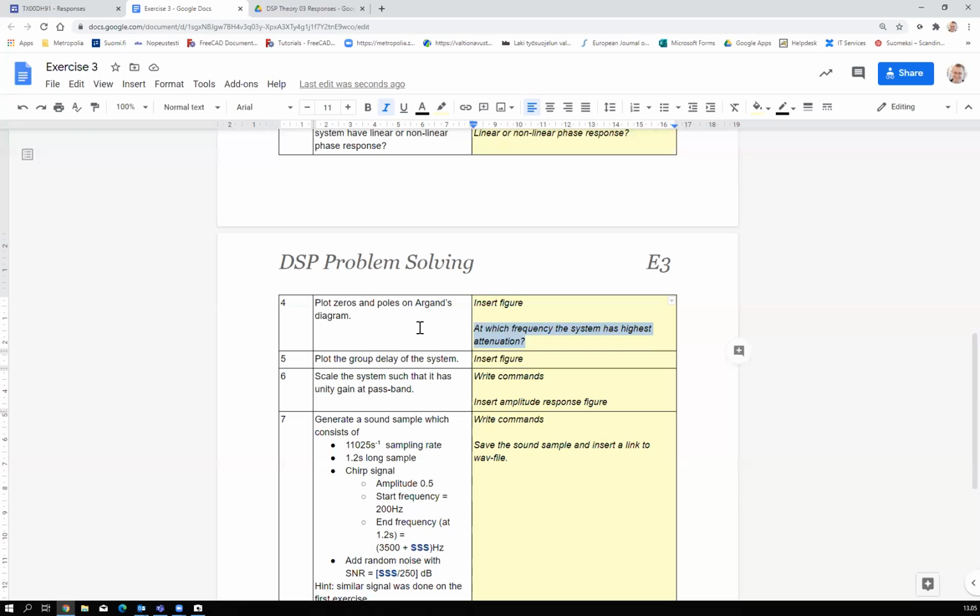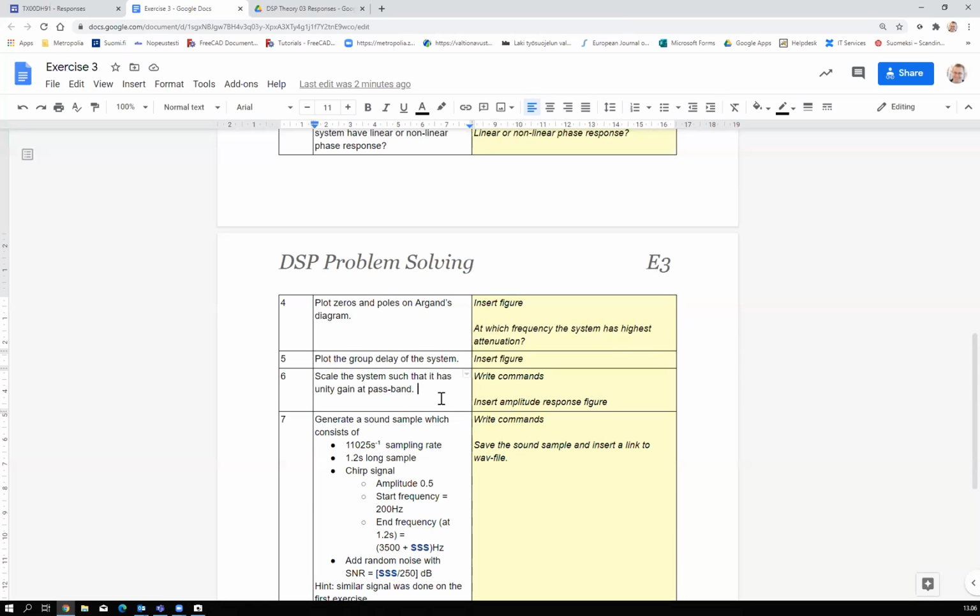Then plotting group delay. Well, there might be some differences in the names in MATLAB and Octave, but MATLAB has a much better help system, so the documentation of functions is much better.